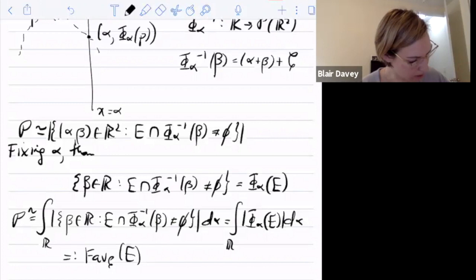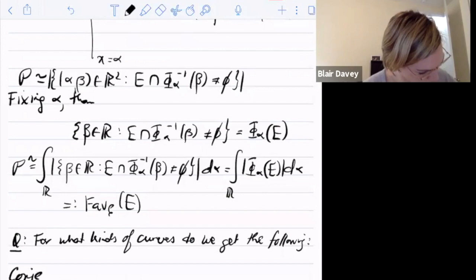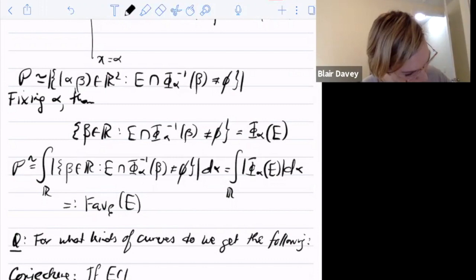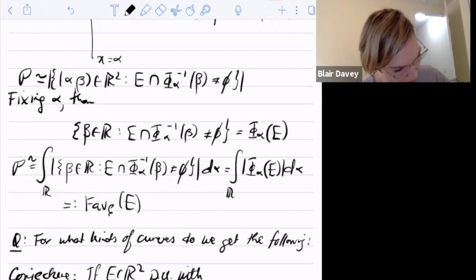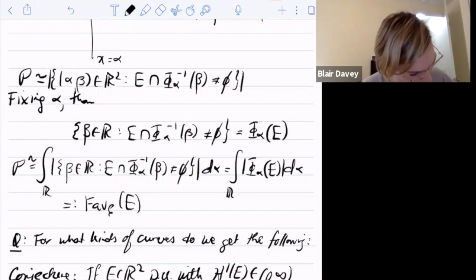So for what kinds of curves do we get the following? We take E contained in R2, purely unrectifiable with a finite positive Hausdorff measure. Then can we say that the Favard curve length of E is 0?